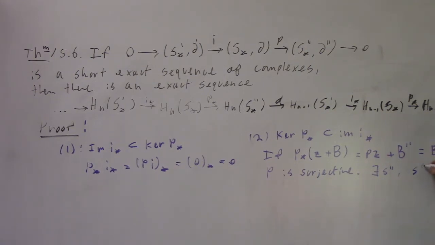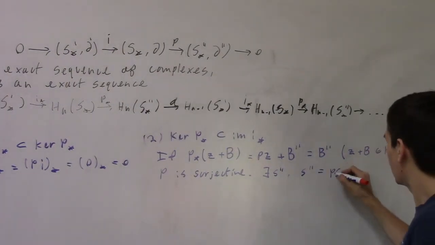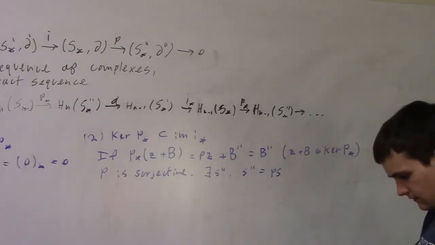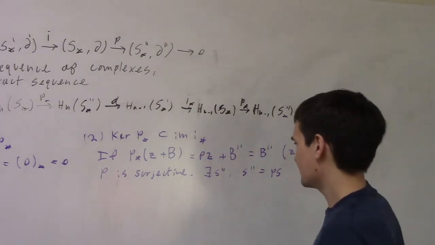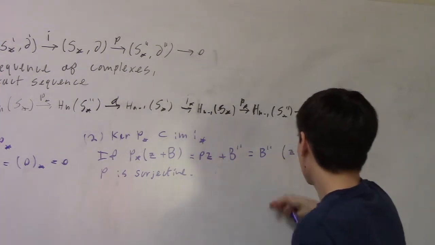Okay, since this is surjective, as usual, there exists an S prime prime such that S prime prime is equal to PS. Hang on, what is S though? Did you actually define that? Oh no, sorry, I'm missing a step here. Before that happens, right?